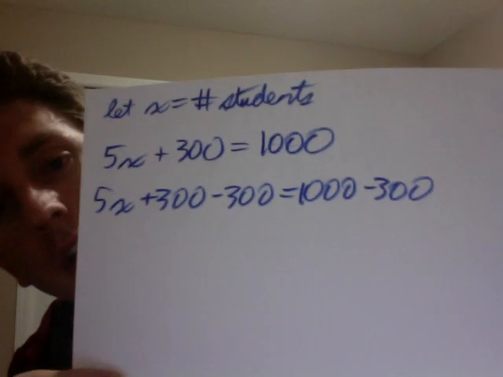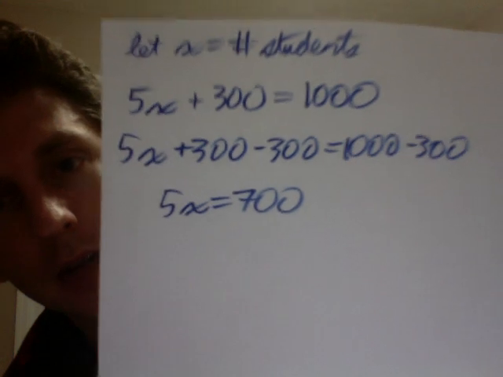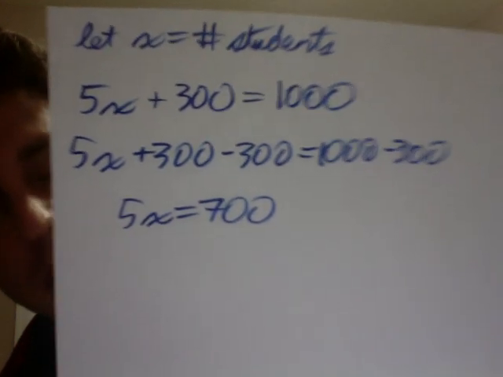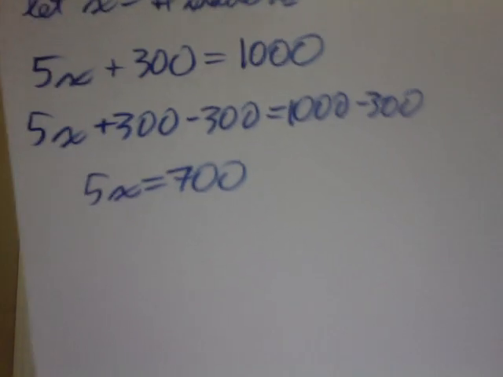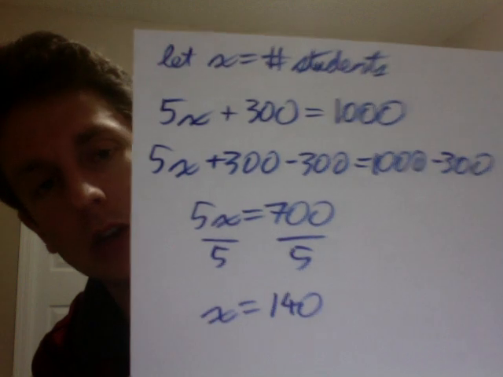Okay, so 5x plus 300. We're going to get rid of that plus 300. So minus 300 equals 1,000 minus 300. Okay? So on this side, it'll just cancel out. So that becomes 5x equals 700 right here. So now, once again, we're in comfortable territory. It's a one-step equation. Divide each side by 5 to get the x by itself. Divide by 5, divide by 5, it becomes x equals 140. Okay, so we should be able to afford 140 students.